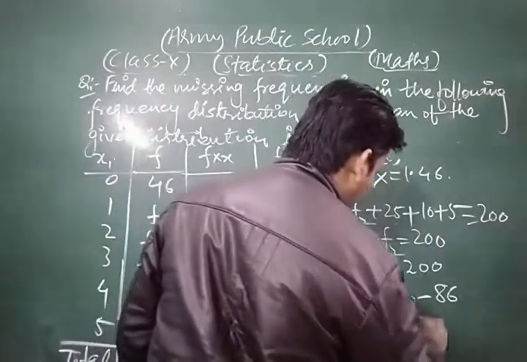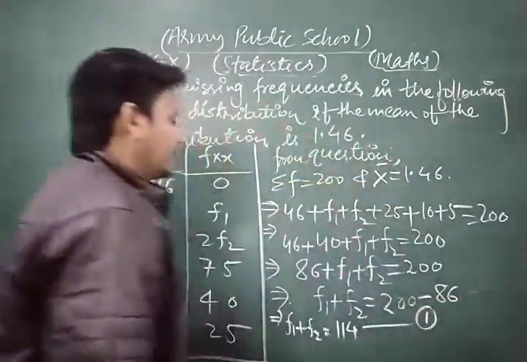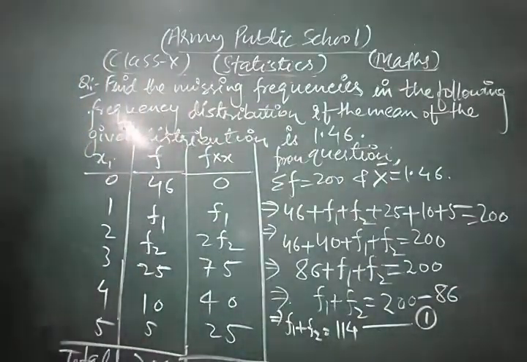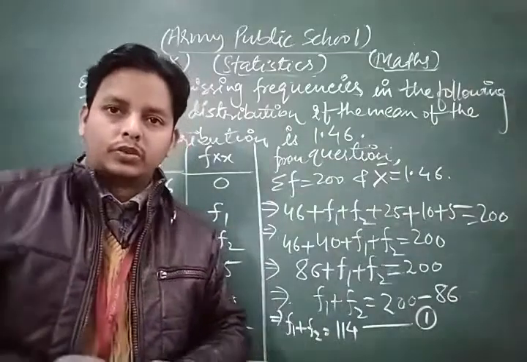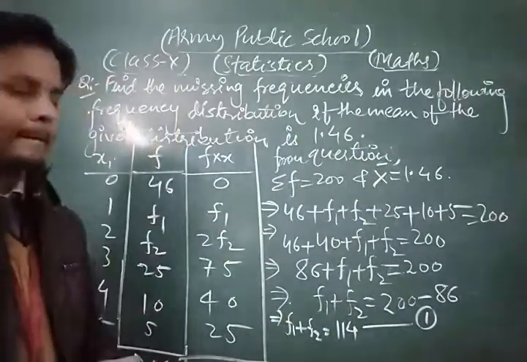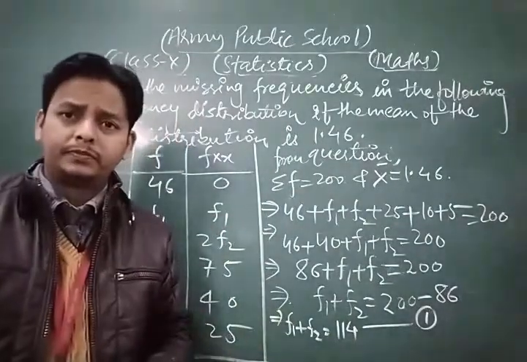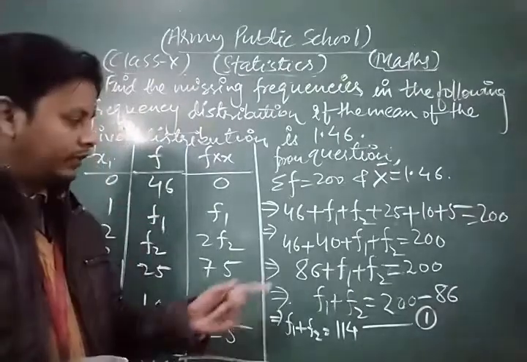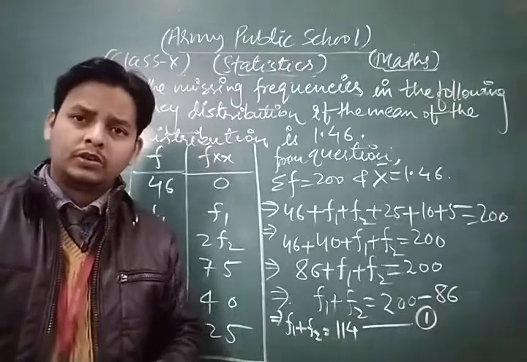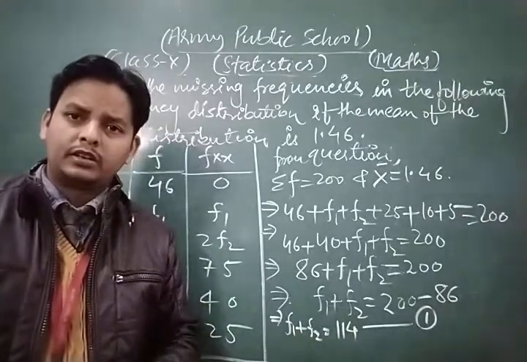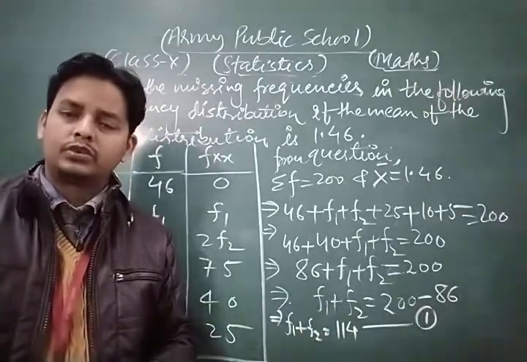Take equation number first. Now, what do I do? Here F1 plus F2 is equal to 114. So this is equation 1.